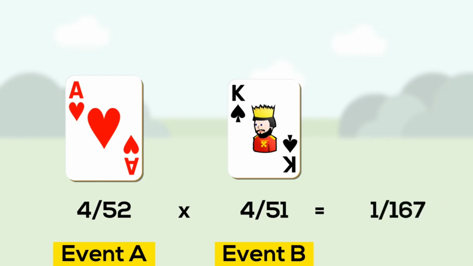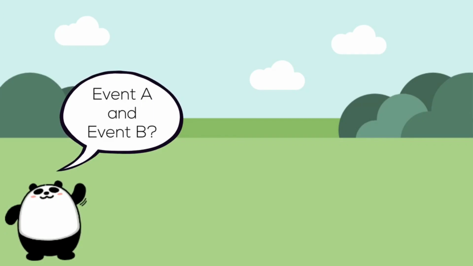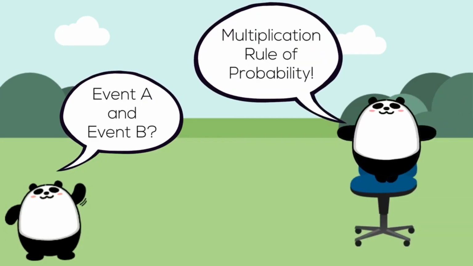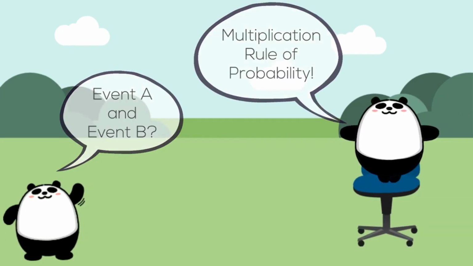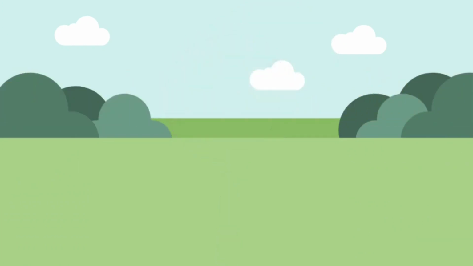In summary, if you want to know the likelihood of event A and event B happening, you can use the multiplication rule of probability. Make sure to identify whether the events are independent or dependent, and adjust your calculation accordingly. Happy probabilitying!